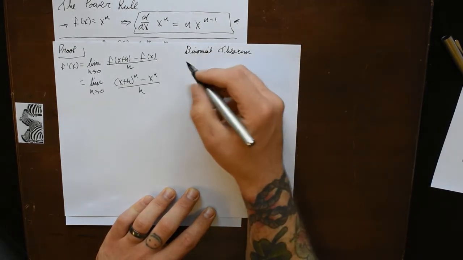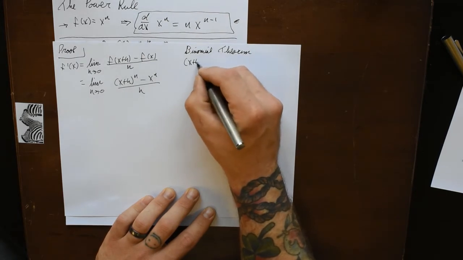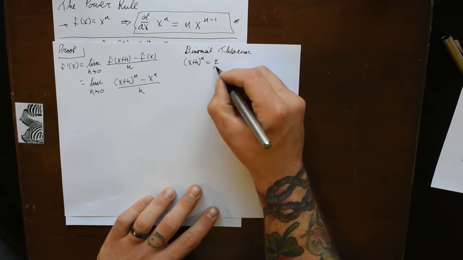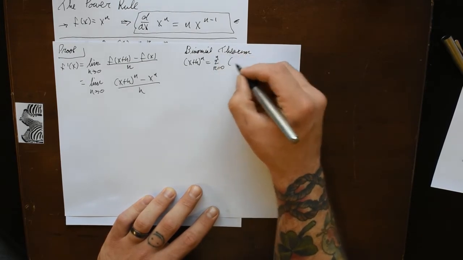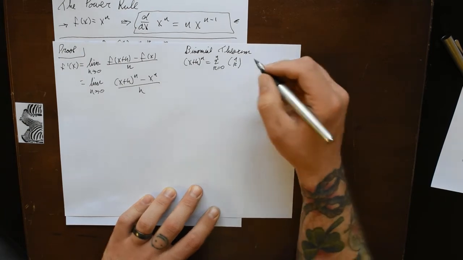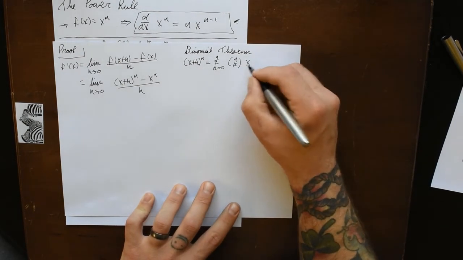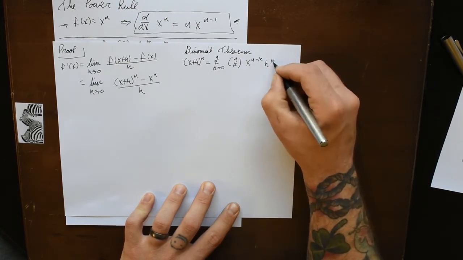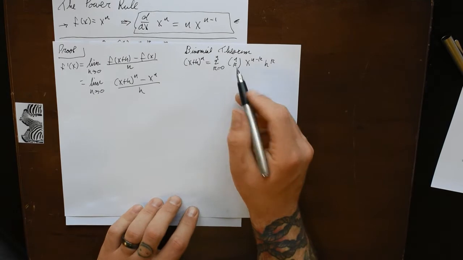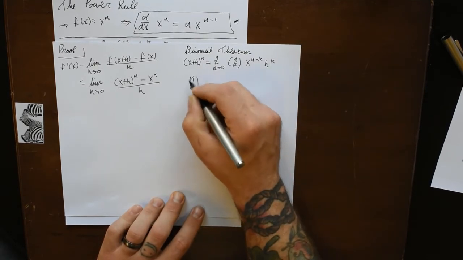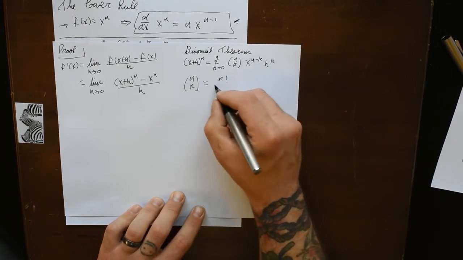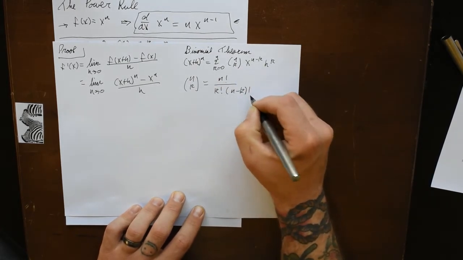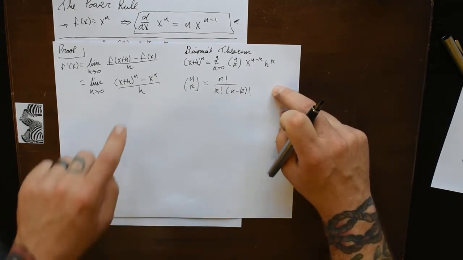And what the binomial theorem says is that x plus h to the n is going to be equal to the sum from k equals 0 to n of n choose k times x to the n minus k, h to the k. And as a refresher, n choose k is equal to n factorial divided by k factorial times n minus k factorial. We're going to use these right here.